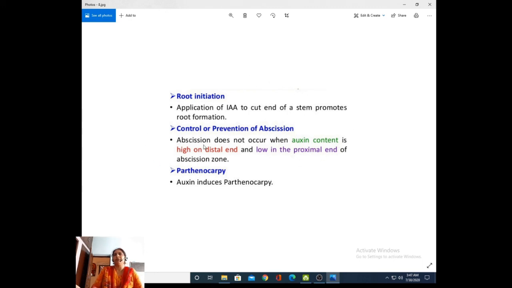Next function is control or prevention of abscission. Abscission doesn't occur in the portions where auxin content is very high, and it is low in the proximal end of the abscission zone. Next function is that auxin induces parthenocarpy.